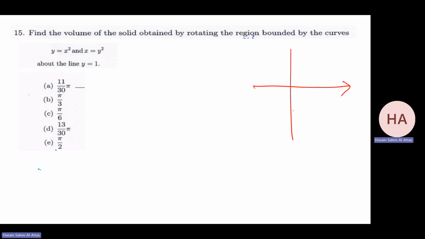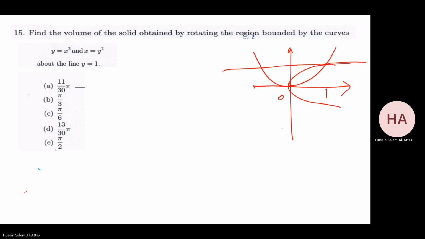So I have y equals x squared, which is this parabola, and x equals y squared, which is this parabola, and the region is bounded by these two curves. And about the line y equals 1, which is this one. This is 1, y equals 1, x equals 1, and this is 0. The line is perpendicular to this, so I have the things in terms of x.